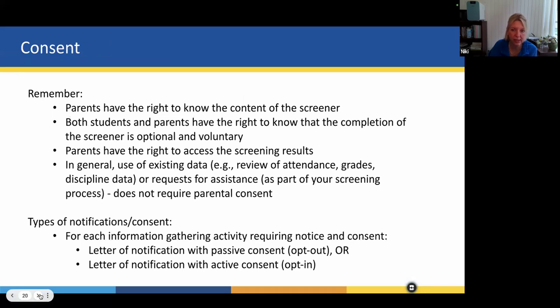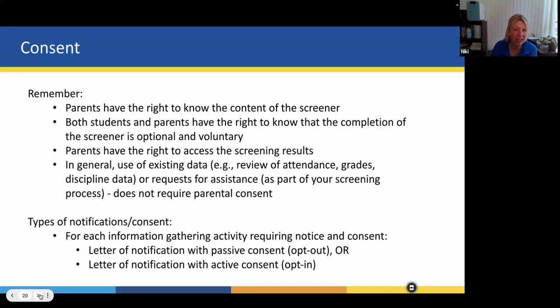The first is consent. So I do want to touch upon consent. Parents have the right to know the content of the screener. If you want to know the screeners that are being used, this comes up a lot in social emotional behavioral screening. As a parent, I would want to know what the questions are in those screeners, who's filling them out, and what we are using the results for. You do have a right to access the screening results.